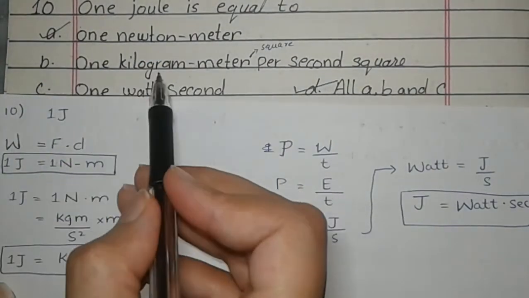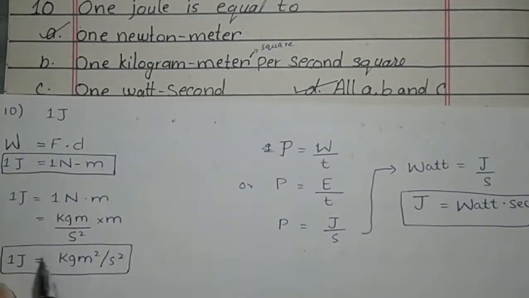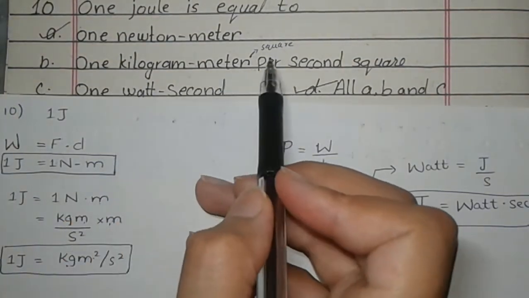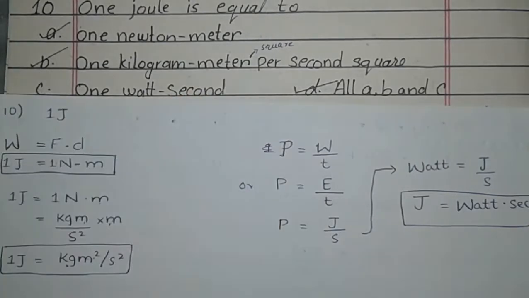Look at the option B, 1 kilogram meter square per second square. We know that 1 Newton is equal to kilogram meter per second square, and meter is the same. Now kilogram multiplied by meter square per second square. So look at the option B, 1 kilogram meter square per second square. Option B is also correct.